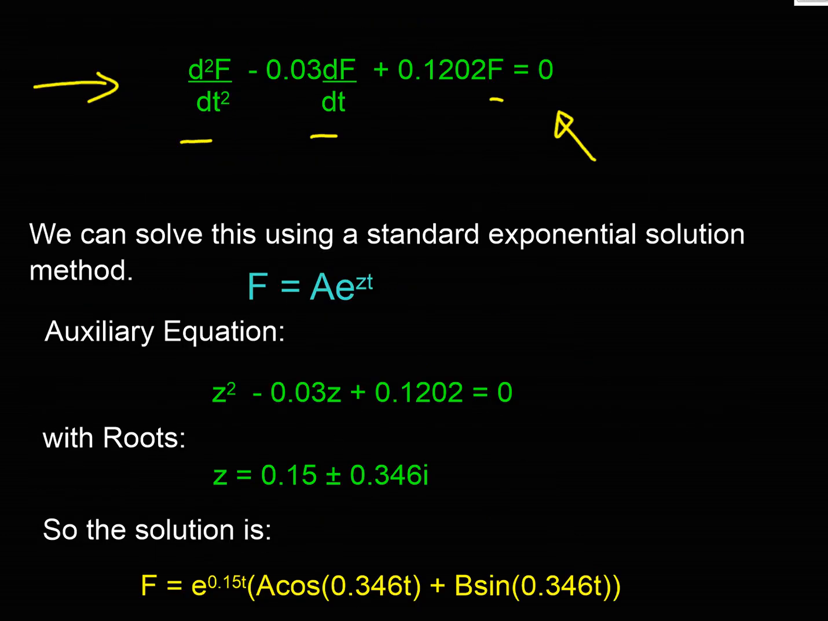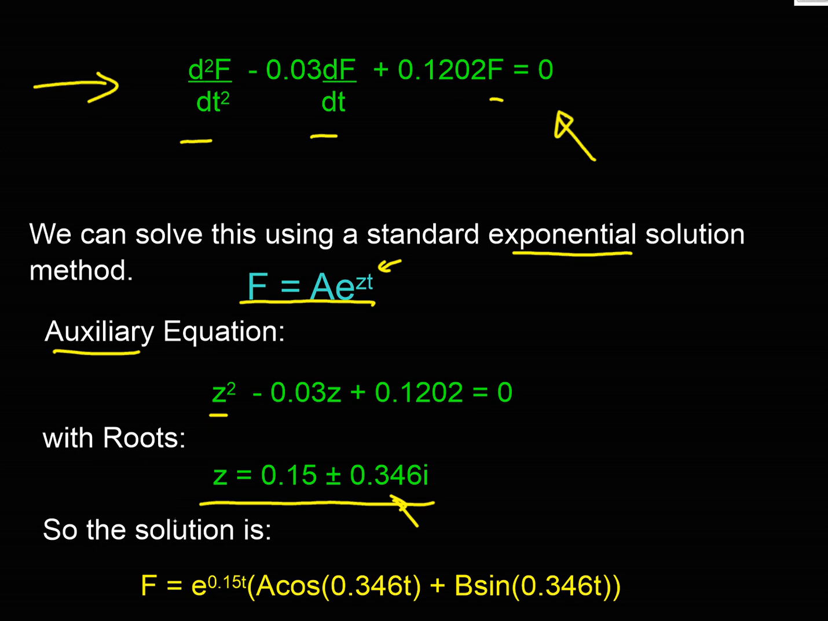Here we go. We use our standard sort of exponential solution. Here it is. F is some multiple a of e to the zt. I've put z in there because my solution to my auxiliary equation could be a complex number. And in this case it is. z is going to be 0.15 plus or minus this imaginary part.